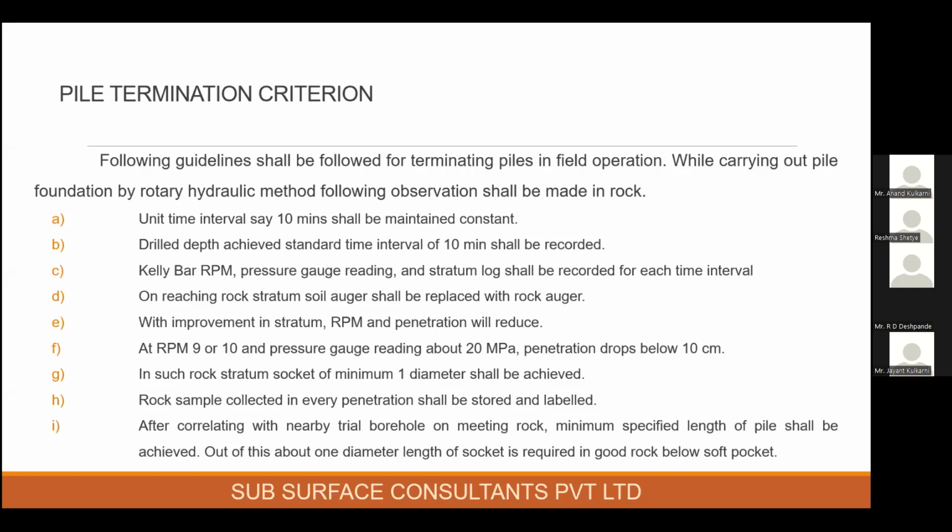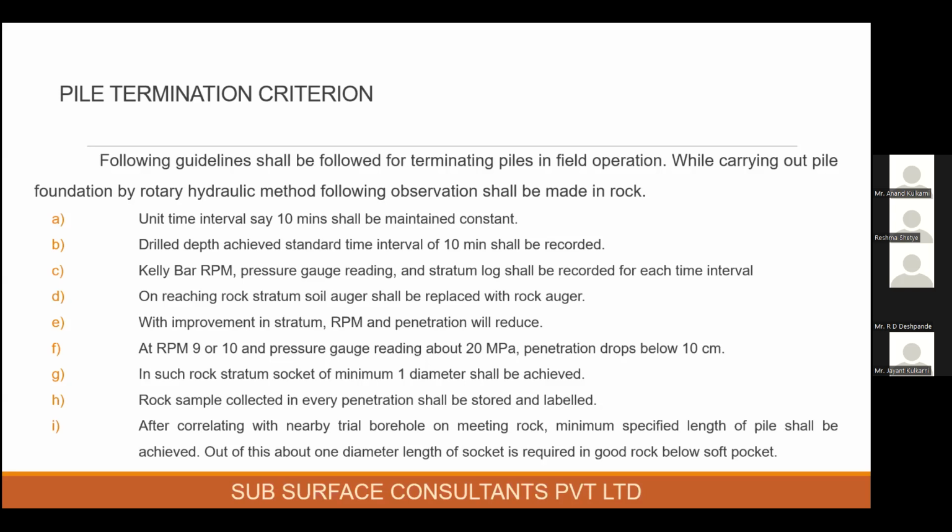The significance of RPM dropping is increasing the torque. So at 9 to 10 RPM and a pressure reading of about 20 MPa, penetration drops below 10 centimeters. Now this is a typical observation seen at this site. And in this strata, a minimum rock socket length of 1 diameter was achieved.